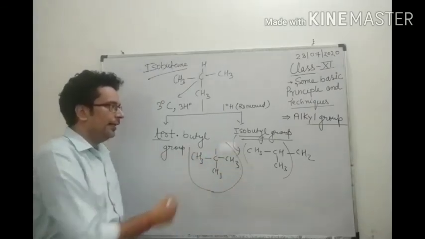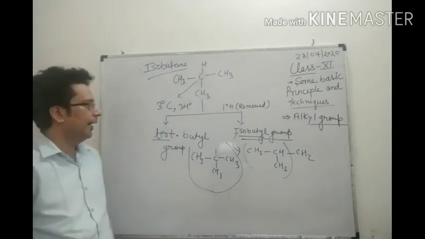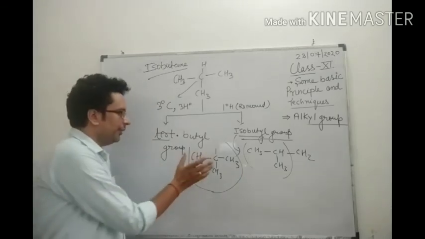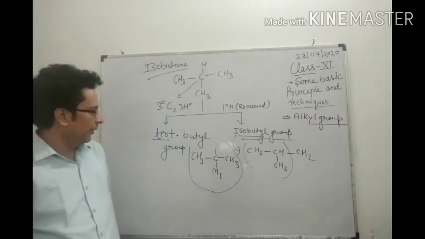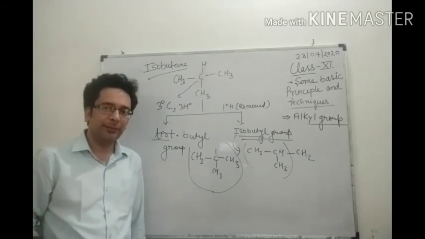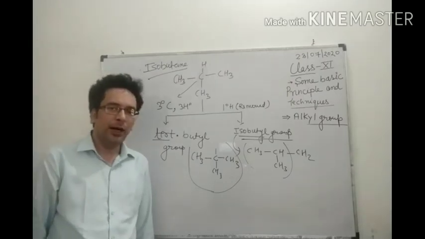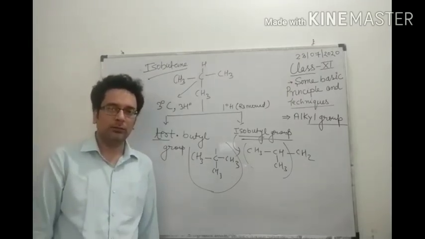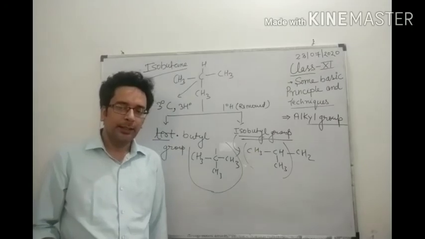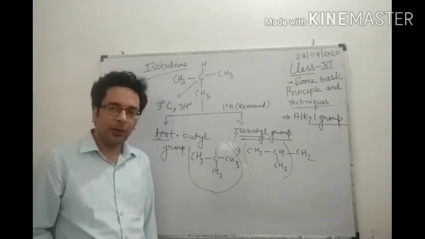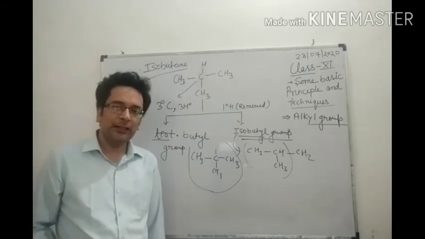So this is all about the alkyl group. Now take a screenshot of this portion and also note it down in your copy. It is very, very important in the naming of organic compounds, in common names. Suppose I ask, what is the formula of isopropyl alcohol? All of you know very well the functional group of alcohol. Which functional group is present in alcohol? OH.